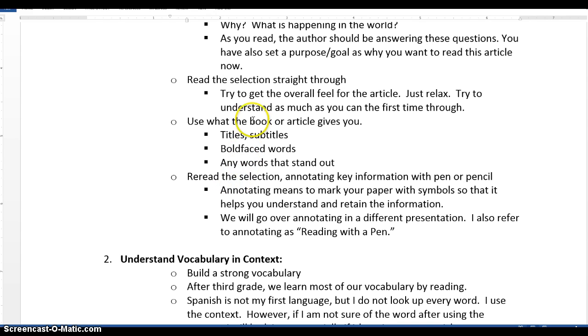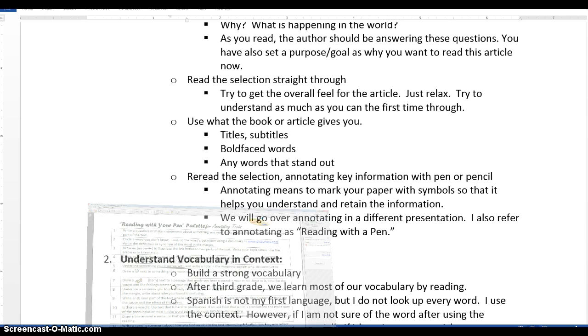Next, after you've read the selection straight through one time, go back, reread the selection, but this time do some annotating, which means writing information down with a pen or a pencil. I usually write in the margins. And let me show you what annotated key information looks like.